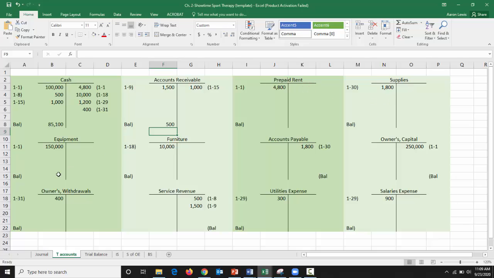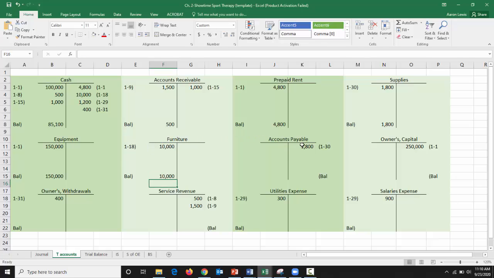Prepaid rent, supplies, equipment, and furniture only have one entry a piece into them. Well, if that's the case, you can just bring down the balance. So our balance of prepaid rent is $4,800. Our balance of supplies is $1,800. Our balance of equipment is $150,000, and our balance of furniture is $10,000.